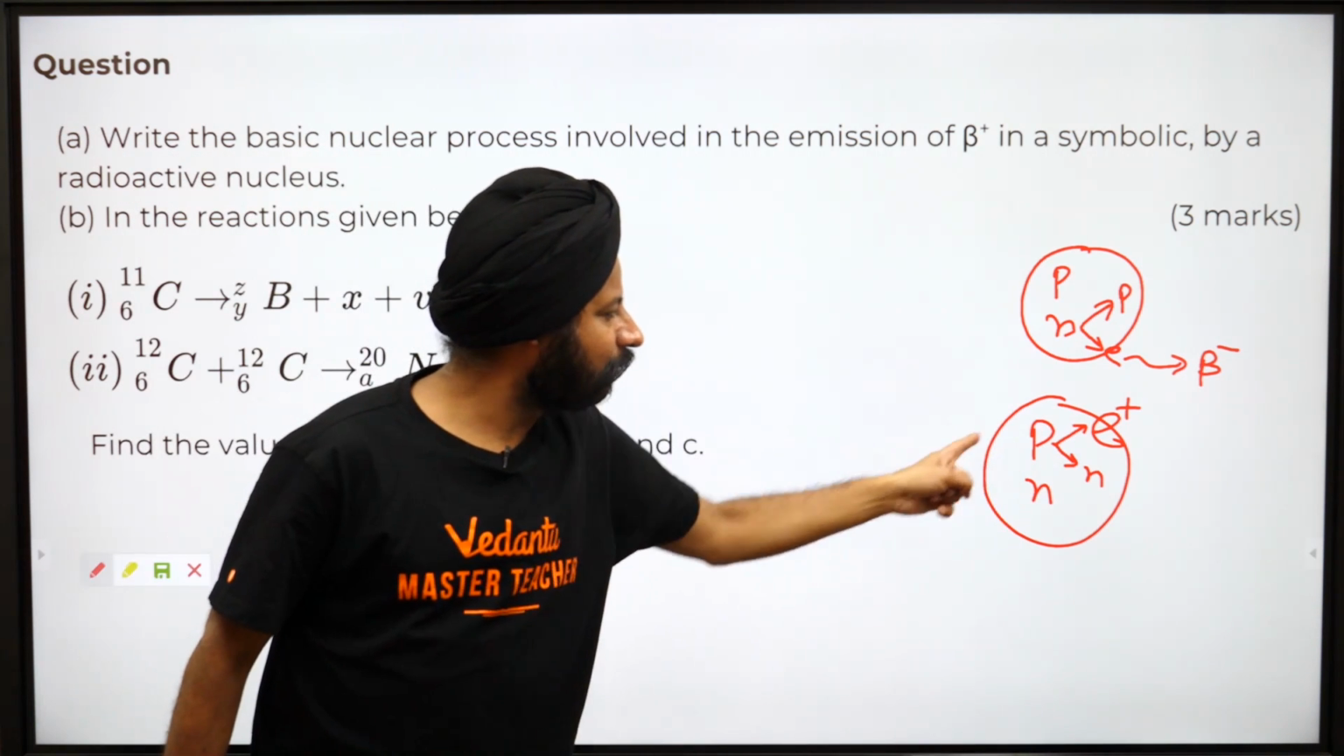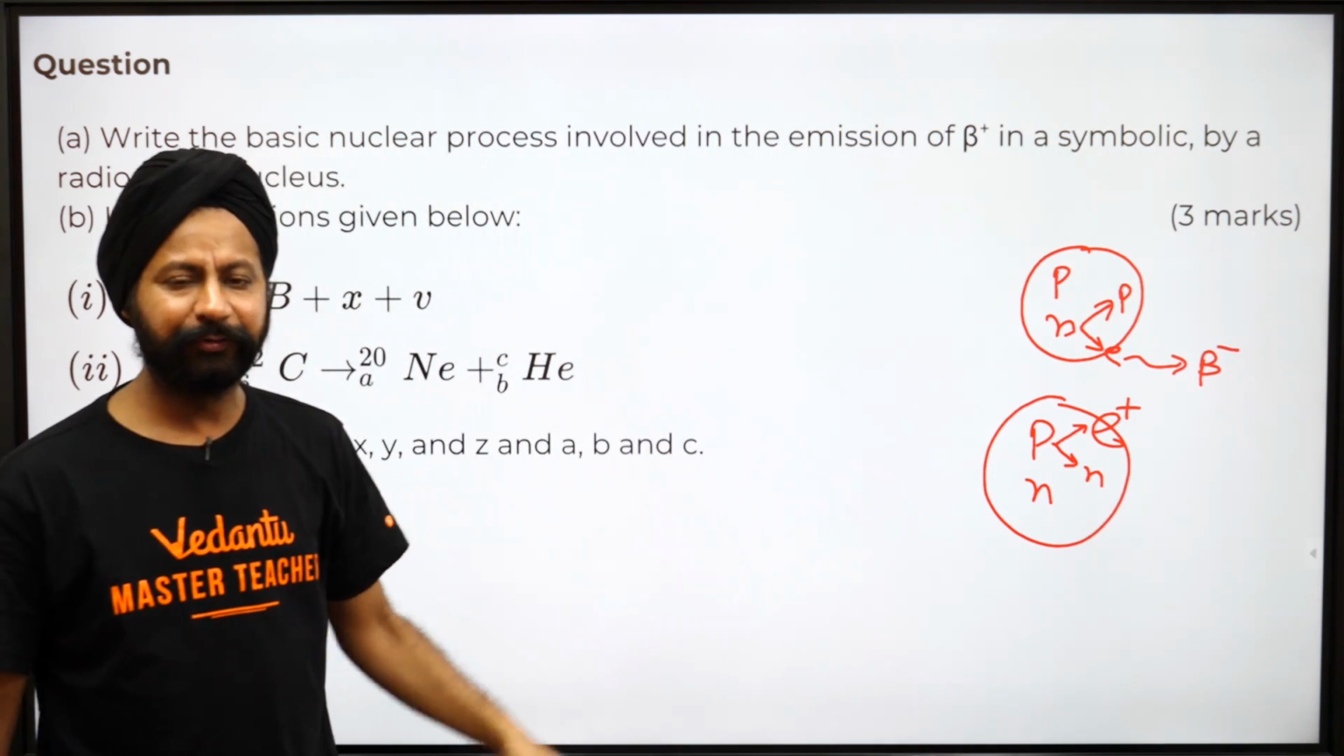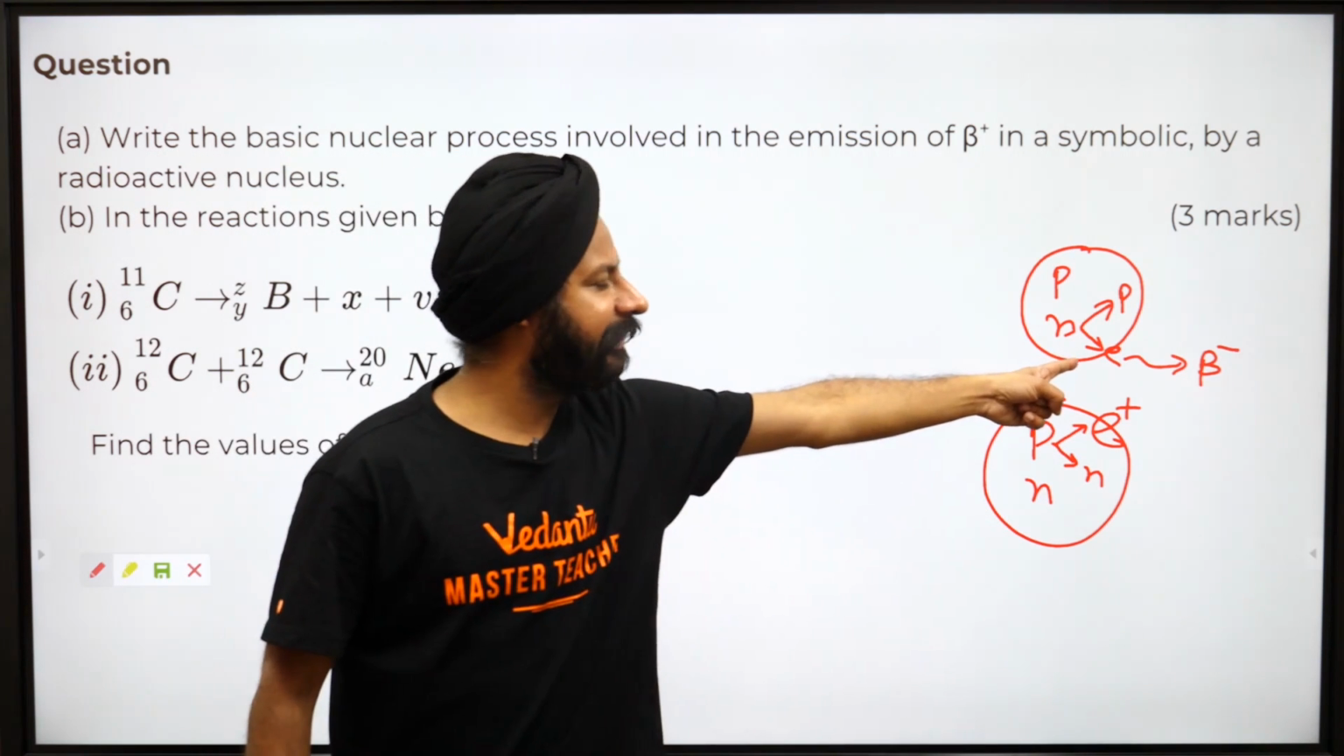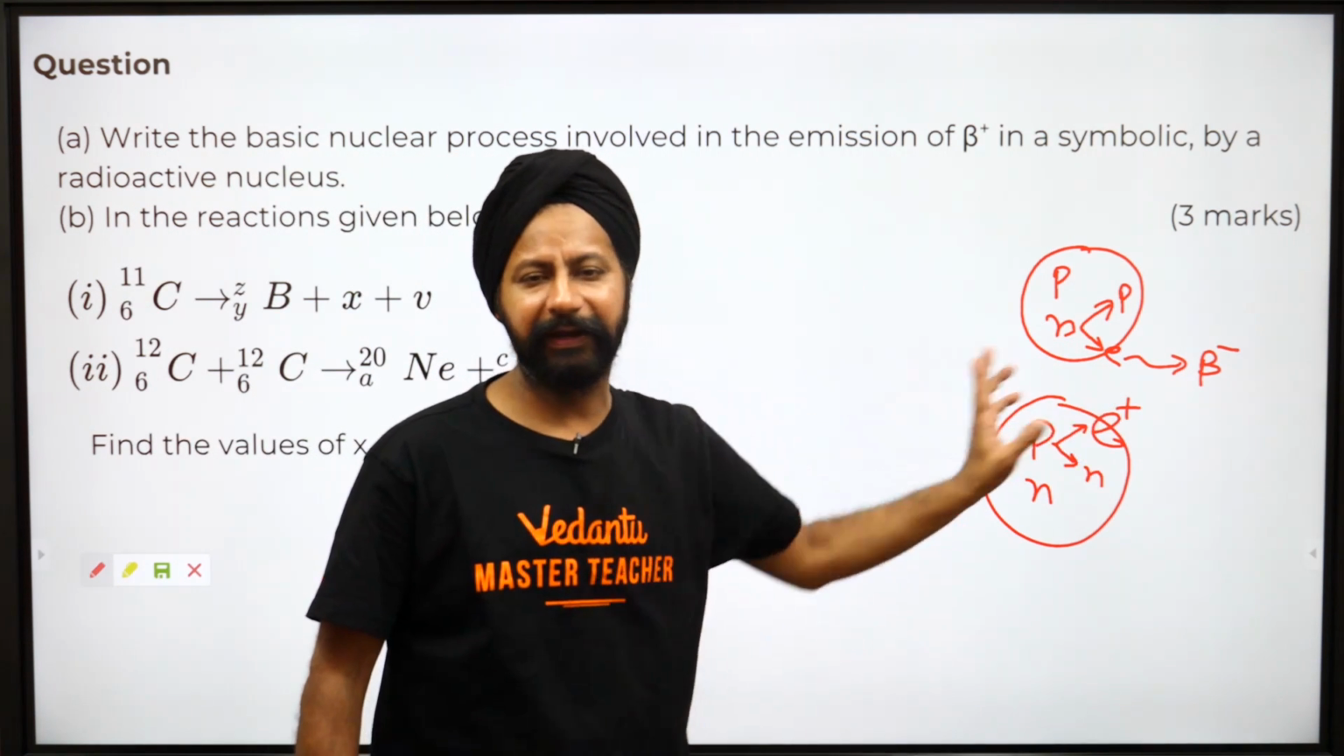Inside a nucleus, you're supposed to write for this. I'll show you the equation how you can present it. That's all. ये करना है बीटा पॉजिटिव. बीटा नेगेटिव पूछें तो ये दिखाना है कि neutron breaking into that.